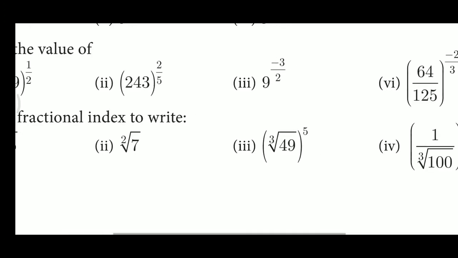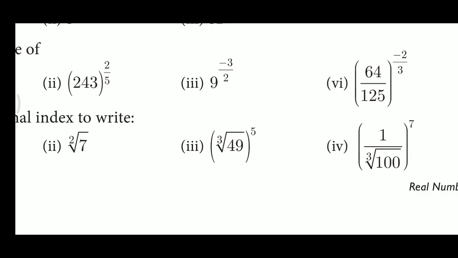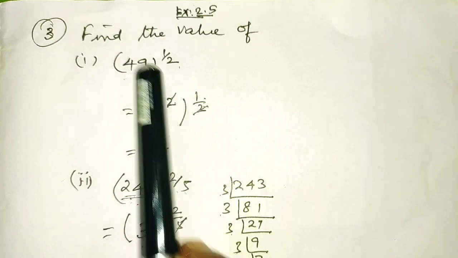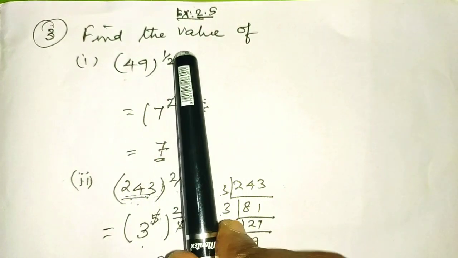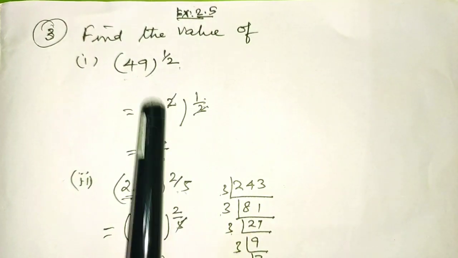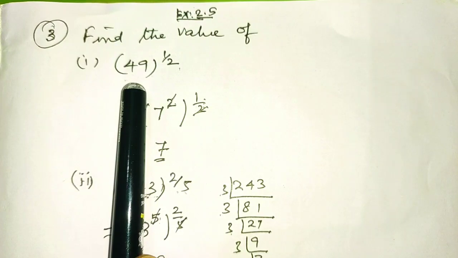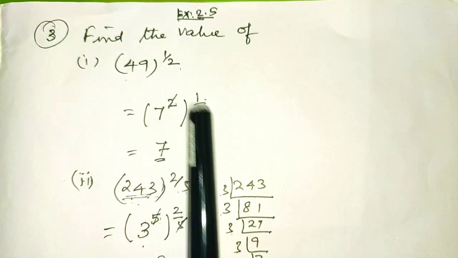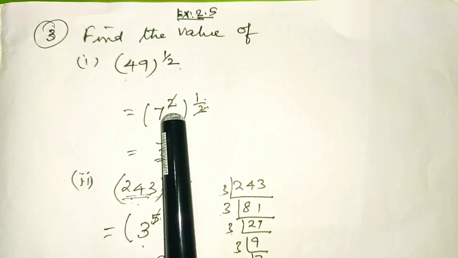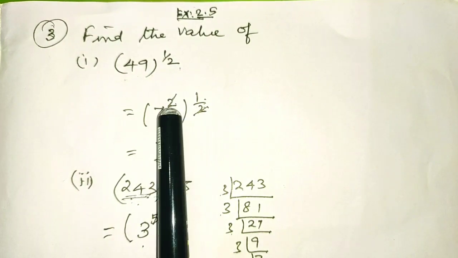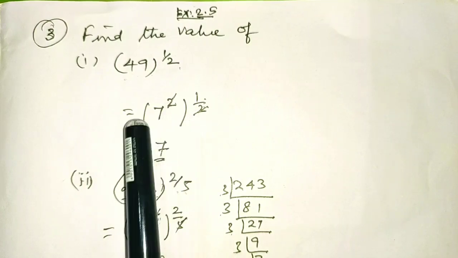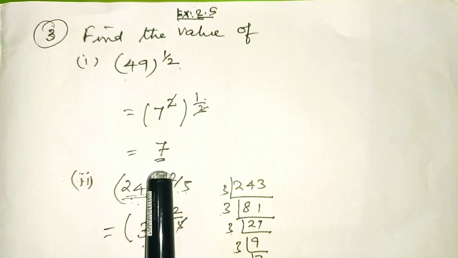Find the value of first sum 49 whole power 1 by 2, second 243 whole power 2 by 5, third 9 power minus 3 by 2, and fourth sum 64 by 125 whole power minus 2 by 3. So I am going to express this 49 as 7 power 2. The power 1 by 2 comes as it is. Now cancel those two powers. 2 and 2 gets cancelled, because 2 into 1 by 2, 2 gets cancelled. You will get 7 power 1, which is 7.